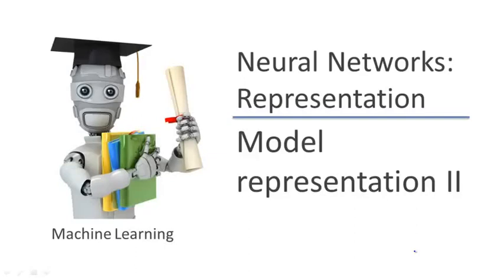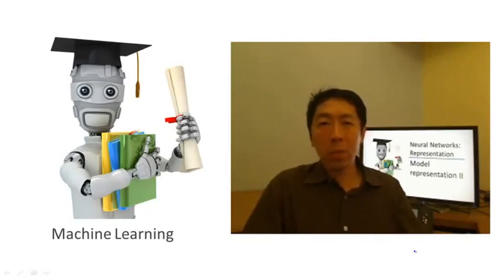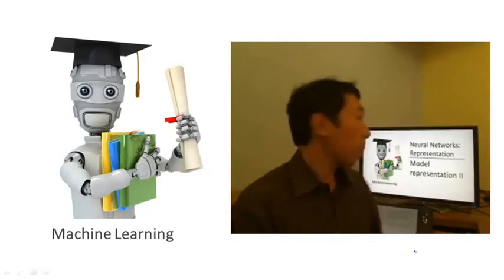In the last video, we gave a mathematical definition of how to represent or how to compute the hypothesis used by a neural network. In this video, I'd like to show you how to actually carry out that computation efficiently, and that is, show you a vectorized implementation. And second, and more importantly, I want to start giving you intuition about why these neural network representations might be a good idea and how they can help us to learn complex nonlinear hypotheses.